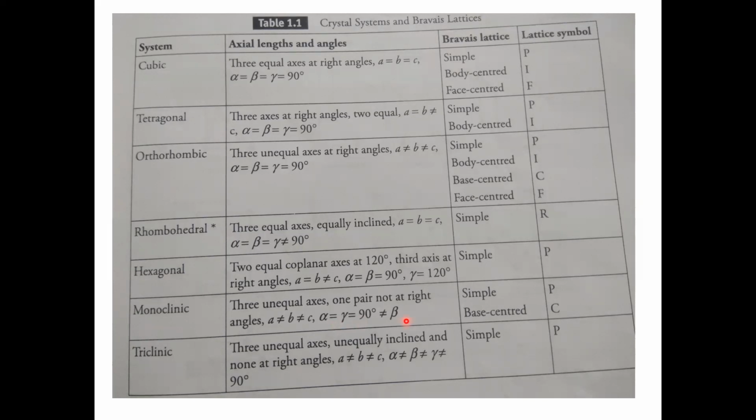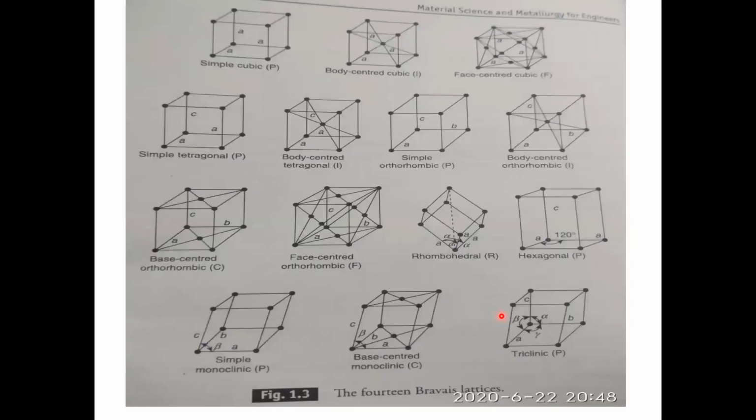So again, monoclinic has two types: simple monoclinic and base centered monoclinic. What is simple? This is hexagonal. This is simple monoclinic, and this is base centered monoclinic. Simple monoclinic has only 8 corner atoms. Base centered monoclinic has one center atom on the base and one center atom on the top.